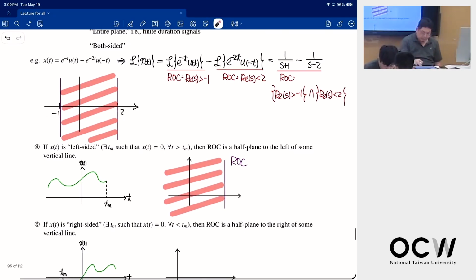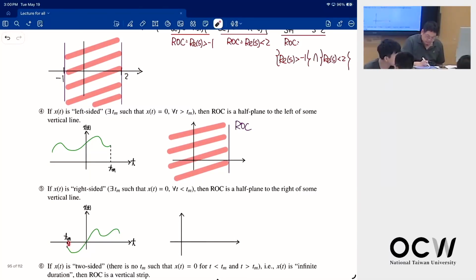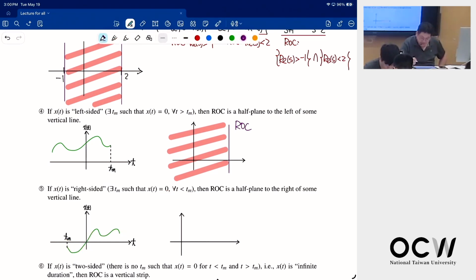If it is right-sided, before Tm it is 0. After that, I have values. Then the region of convergence is the half plane to the right.